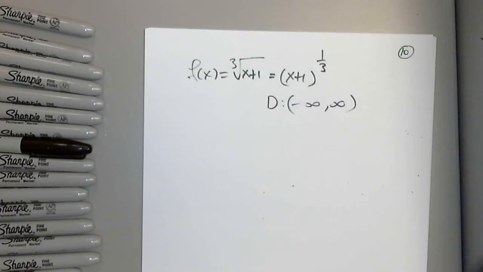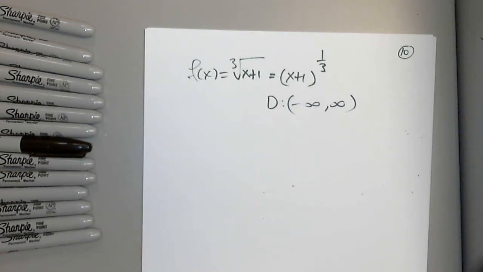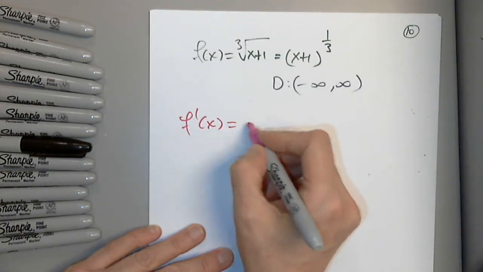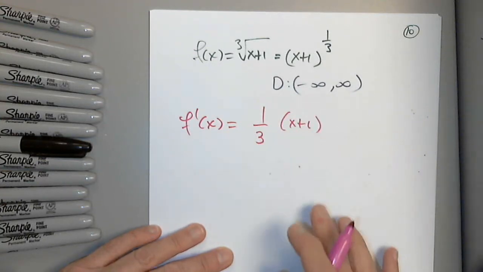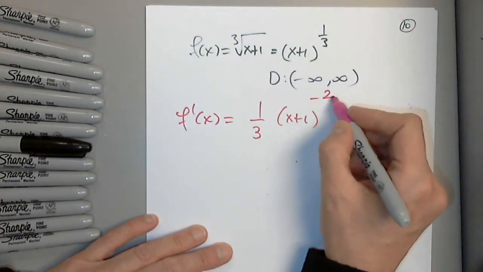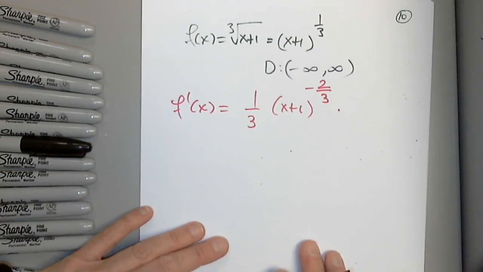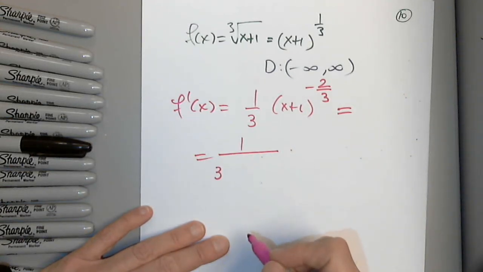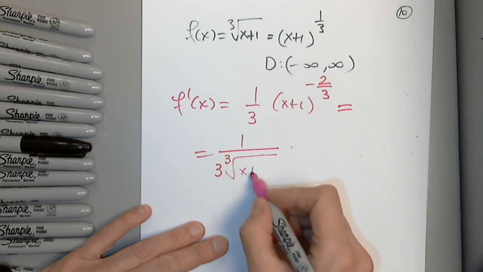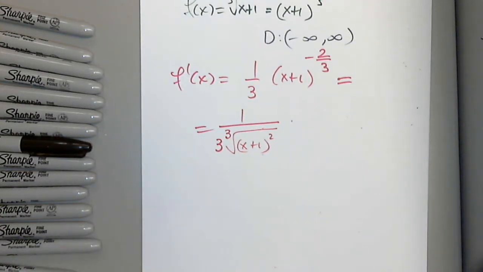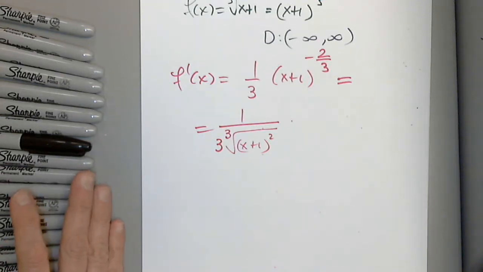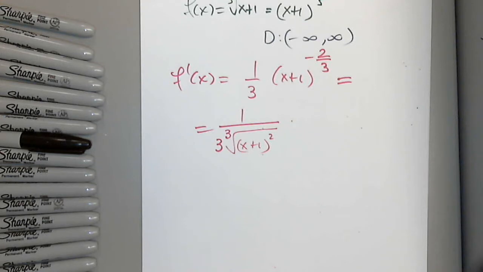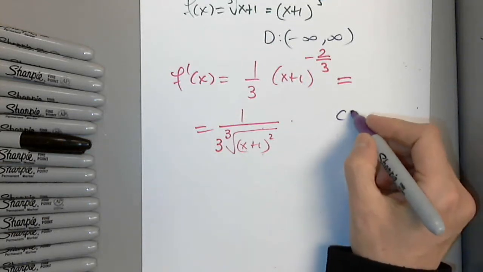So we're asked to find max and min. What do we have to do first for any function for max and min? F prime of x is 1/3, (x plus 1) to the negative 2/3, times the inner function prime, which is 1. That's nothing, so 1 over 3 times the cube root of (x plus 1) squared. Okay, I have the derivative. Now what? Excellent. That is the next step.